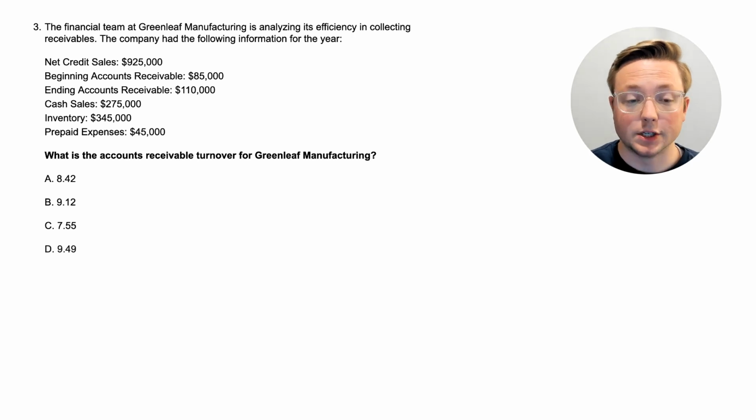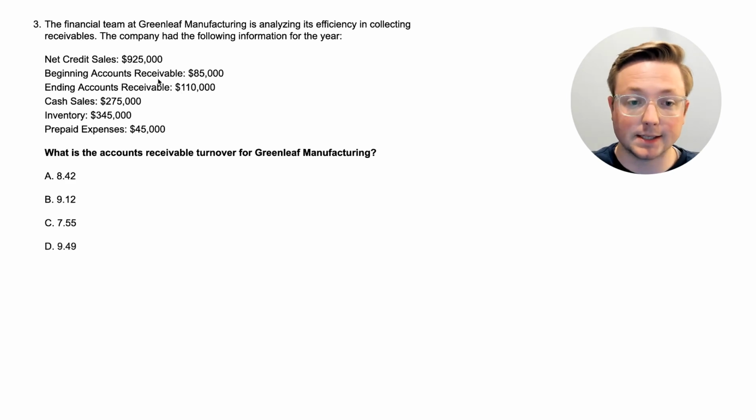All right, here we are at question 3. Let's read the last part. What is the accounts receivable turnover for Greenleaf Manufacturing? Okay, so accounts receivable turnover. If you know how to do this, that's fantastic. The financial team at Greenleaf Manufacturing is analyzing its efficiency in collecting receivables. The company had the following information for the year: net credit sales of $925,000, beginning accounts receivable of $85,000, ending accounts receivable $110,000, cash sales $275,000, inventory $345,000, and prepaid expenses $45,000.